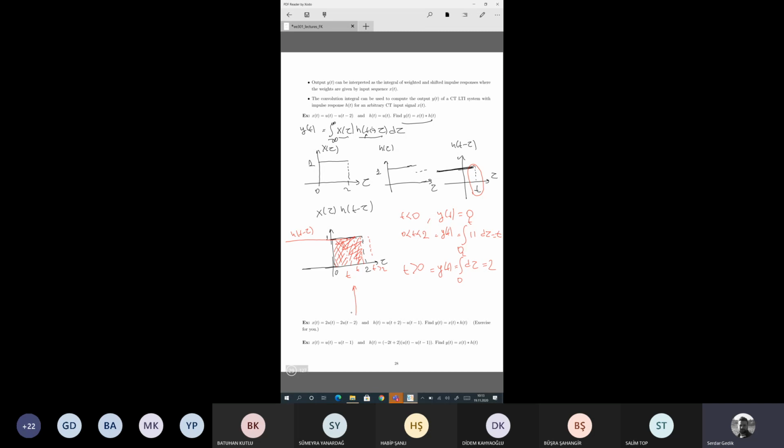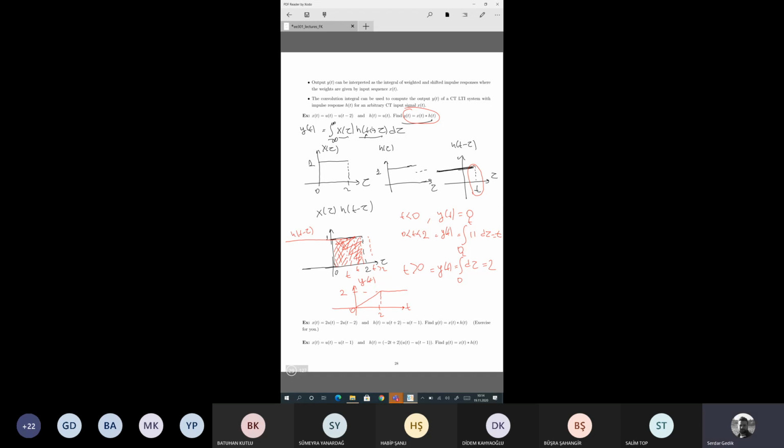So if I want to plot y of t, it is 0 for t smaller than 0. It is increasing, right? And it is constant for t larger than 2. So this is my y of t, which is the convolution of x of t and h of t.